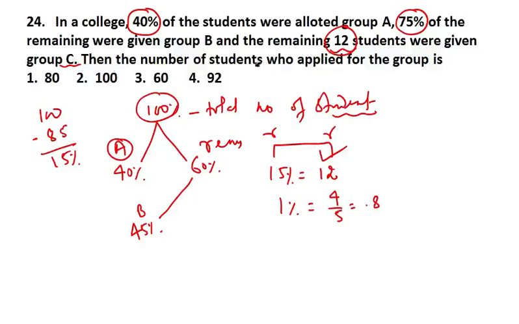So it is asking, find the number of students who applied for the group. Okay, it means it is asking about the 100% value. So to get the 100% value, just multiply with 100 and you will get 80. So your answer will be 1.